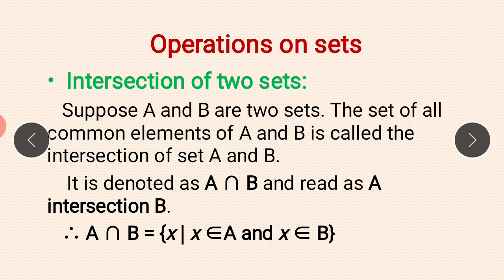First, intersection of two sets. Suppose A and B are two sets. The set of all common elements of A and B is called the intersection of set A and B, and it is denoted as A intersection B and read as A intersection B.